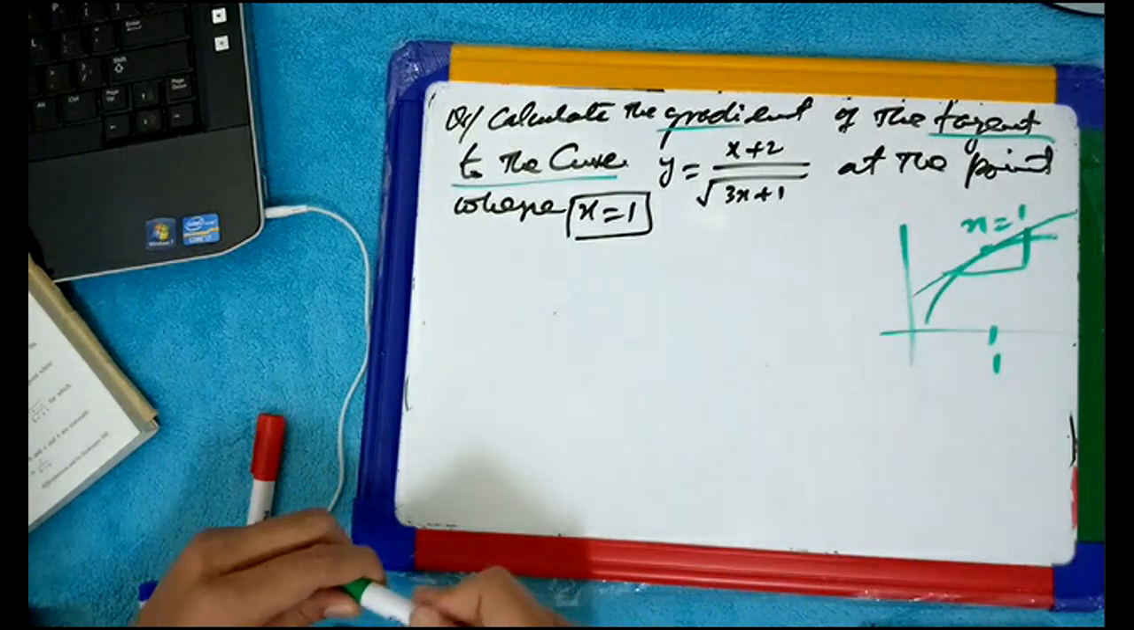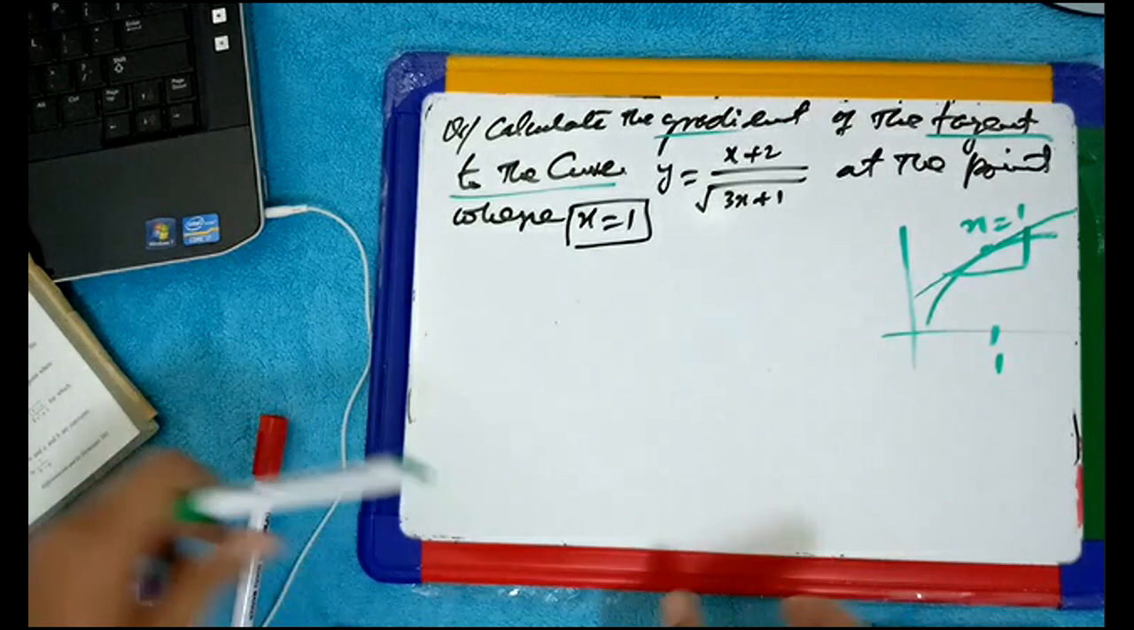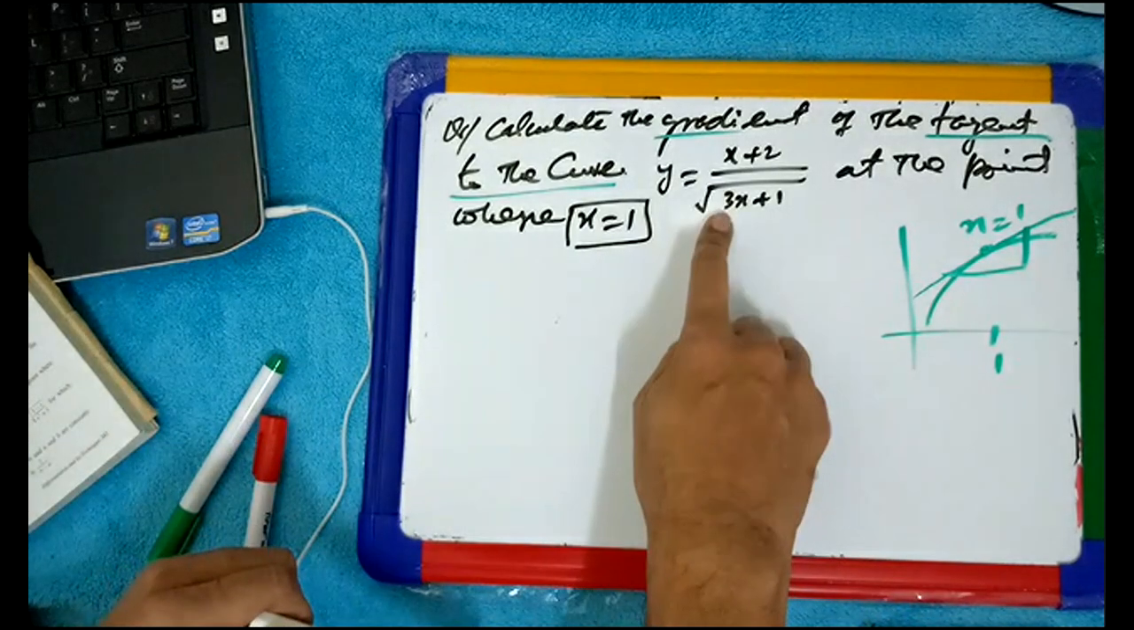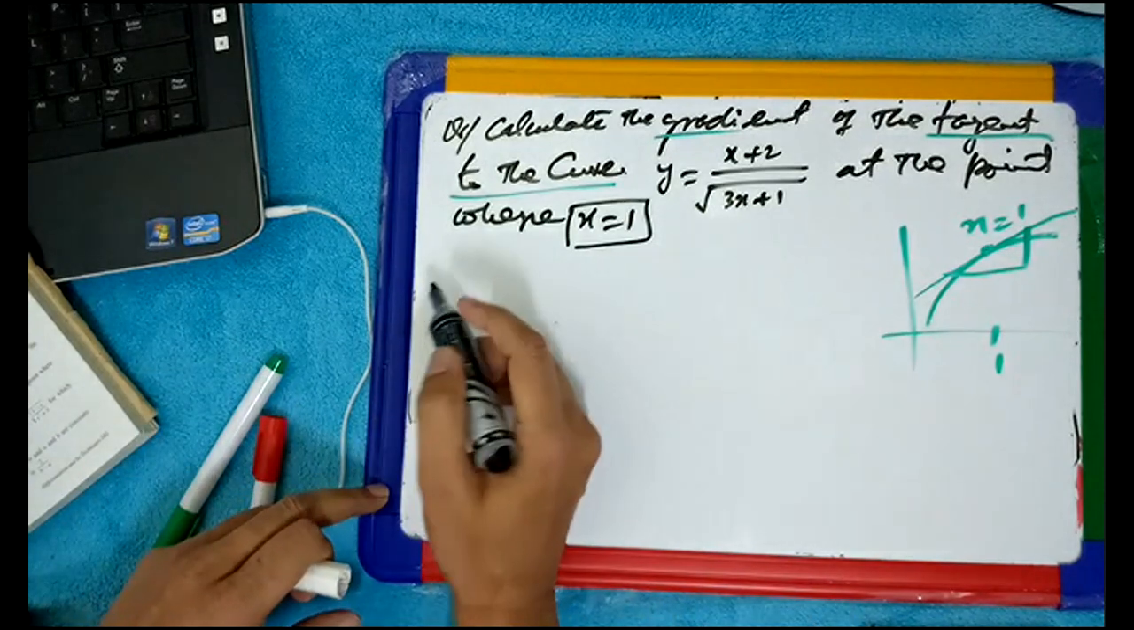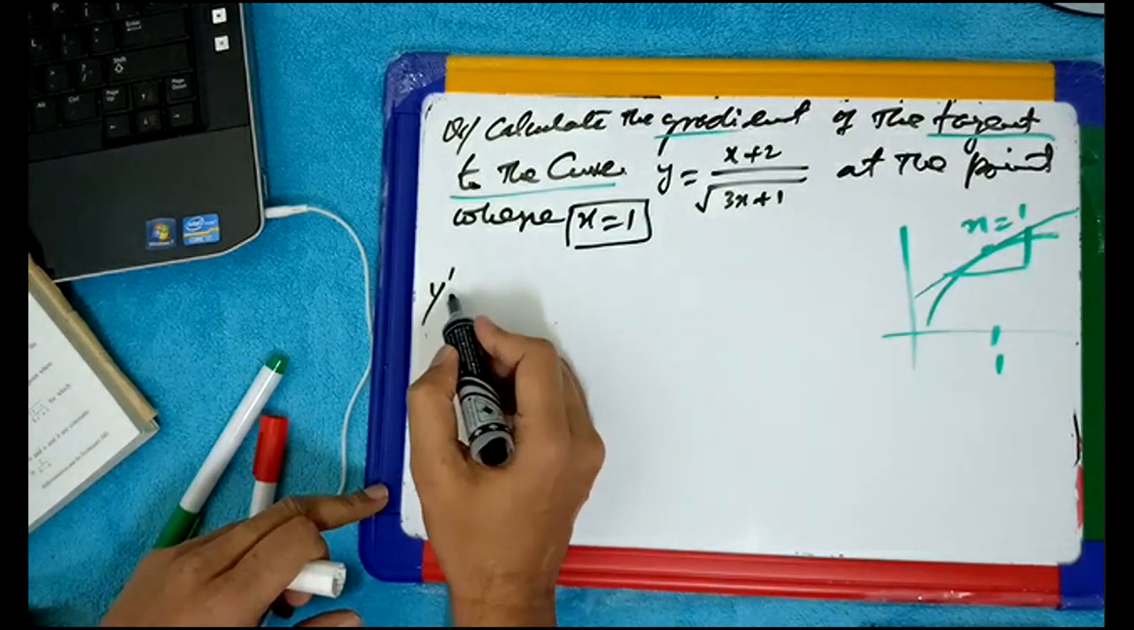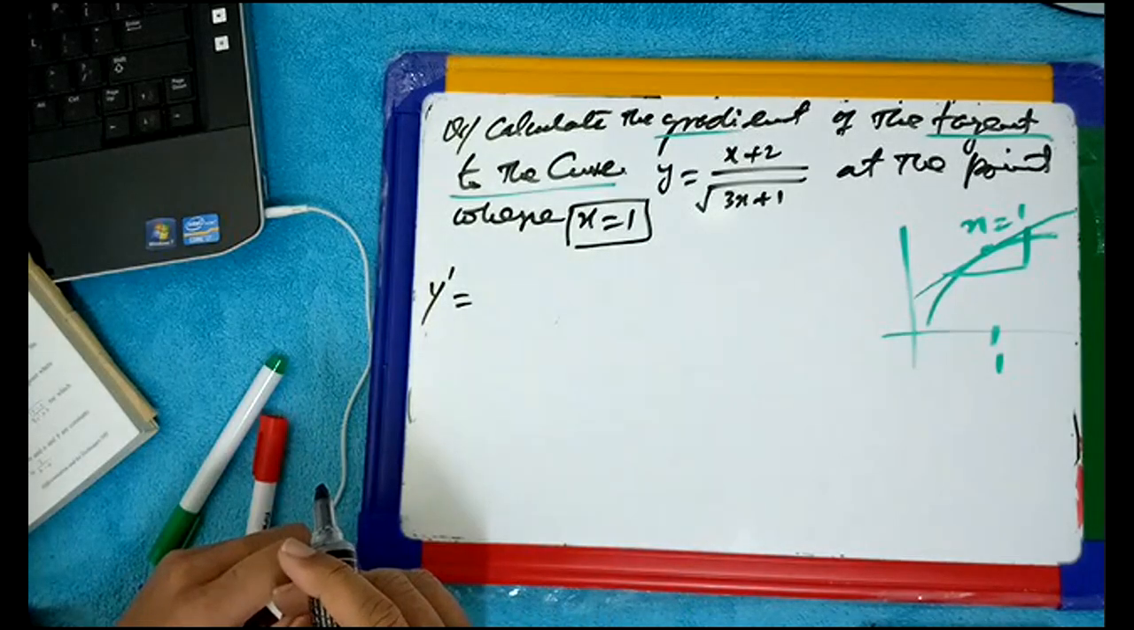Now, first of all, what you will do first is differentiate this to find the gradient at x is equal to 1, right? So first you will find y dash equal to. First we find the gradient, and then we use the gradient. Then we will put x is equal to 1, right?